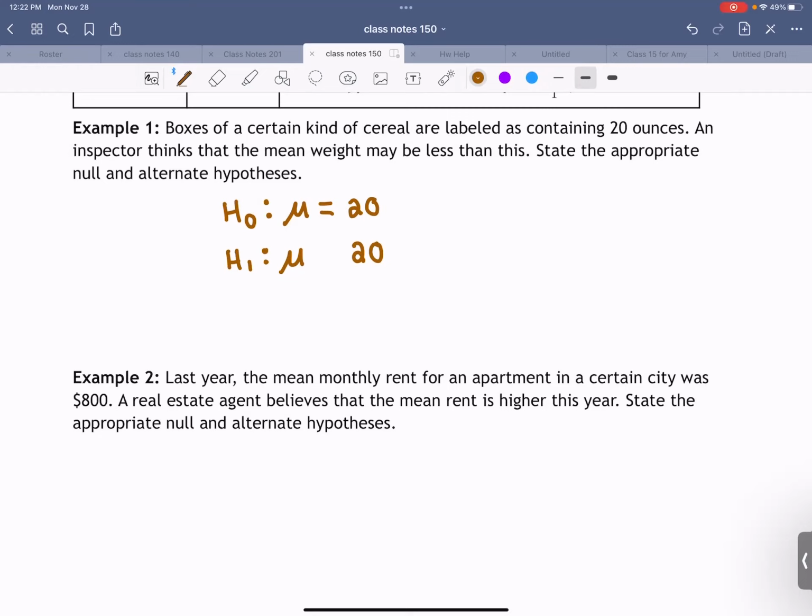Now, do you think it's going to be greater than, less than, or not equal to here? Less than, right? Because it says the inspector thinks the mean weight may be less than this. So based on that, I'm going to use a less than sign, and that's my null and alternate hypothesis.